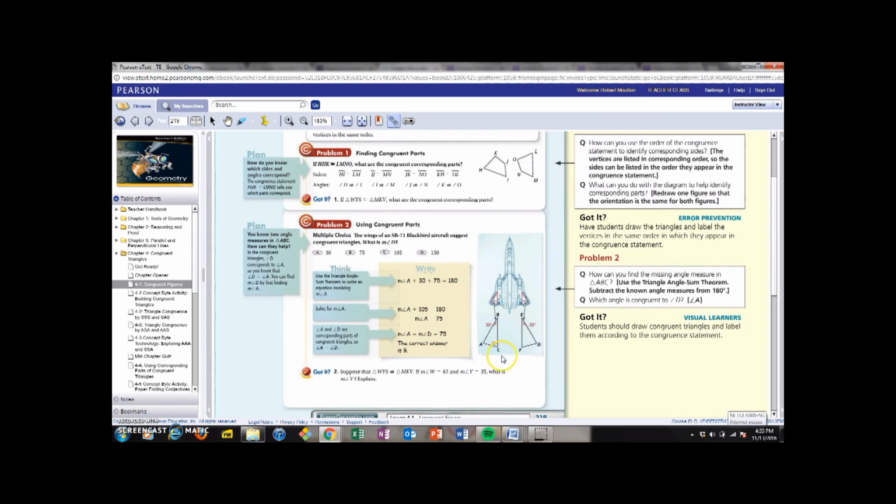Alright, moving on to problem 2, using congruent parts. So we have two triangles right down here, and we want to figure out what angle D is. So we have 30 and 75. The matching angle would be F and C, so this would be 75. And then what's left over for this angle? Let's see. 30 and 75 add to 105. Subtract from the number of degrees in a triangle, 180, and you get 75 degrees. So B would be your answer.